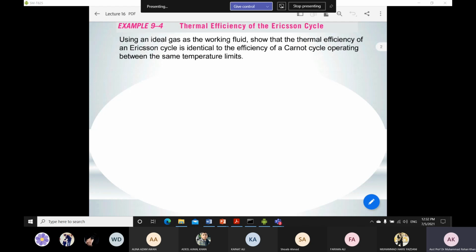Okay, in the previous lecture we already discussed that if we are operating between the same thermal limits, that is the highest temperature and the lowest temperature, the thermal efficiency of the Ericsson cycle and the Stirling cycle is equal to the thermal efficiency of the Carnot cycle. So today we will prove how this will be equal to the Carnot cycle efficiency.